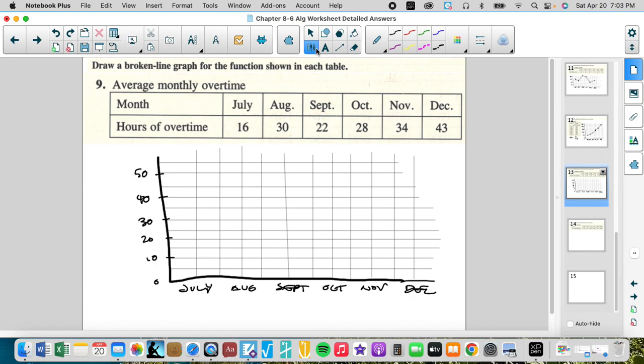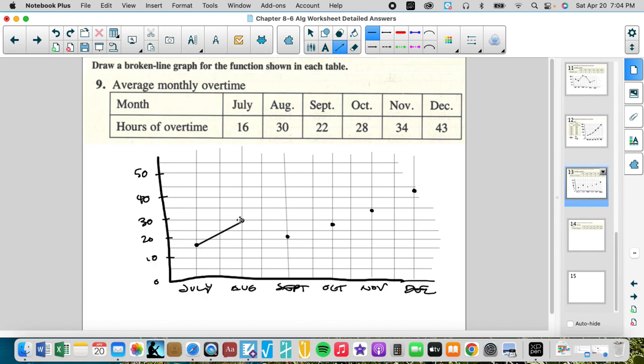July 16th, this is hours of overtime, so let's do this. So 16 hours for July, that's 15 is there. August is 30. I hope they go up and down. September is 22, yes. October is 28, closer to here. November is 34, way up here. And December is 43. Well, that's just so you can buy Christmas presents.